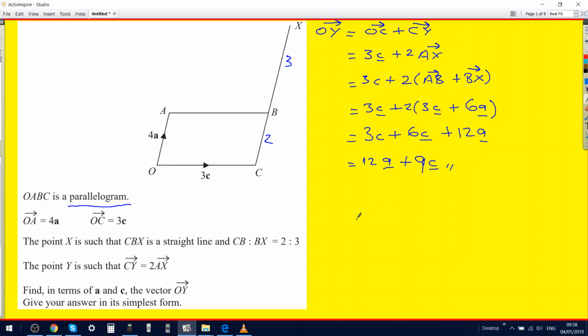Okay. Yeah, so basically break it down into its bits. So O to Y is O to C plus C to Y. C to Y is A to X. A to X is A to B plus B to X. And you just slowly break it down. Any questions there? No, you don't need to know its position. So find in terms of A and C the vector O to Y. Yeah, so that's in terms of A and C. That's O to Y.